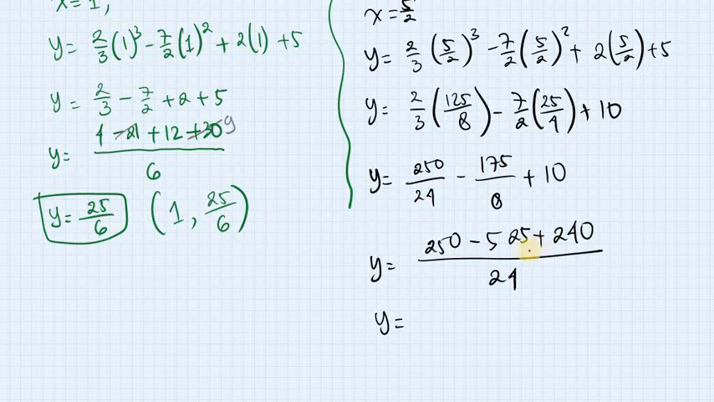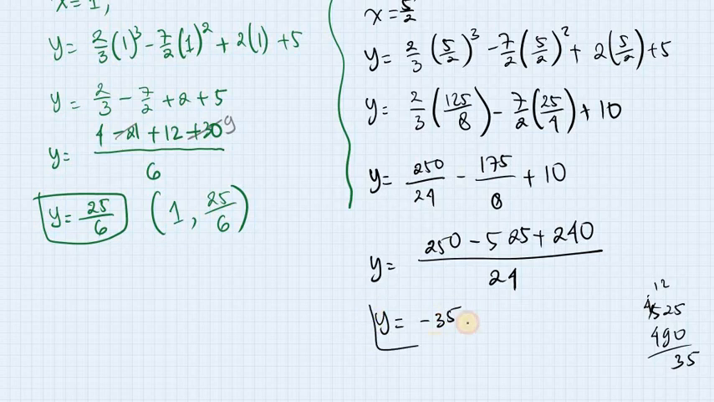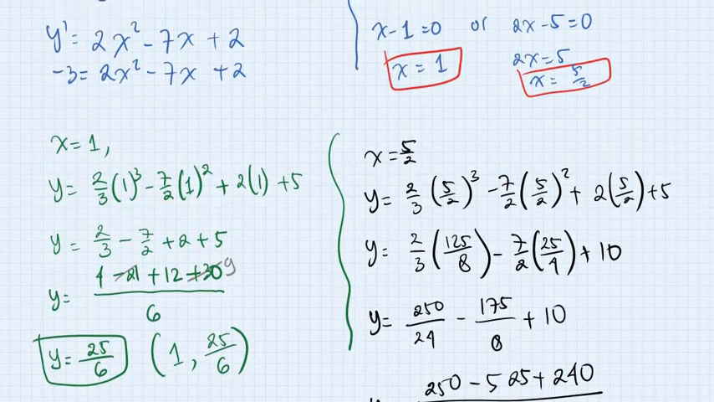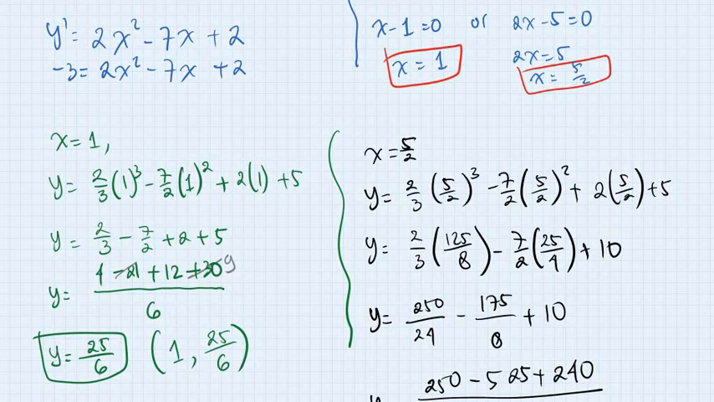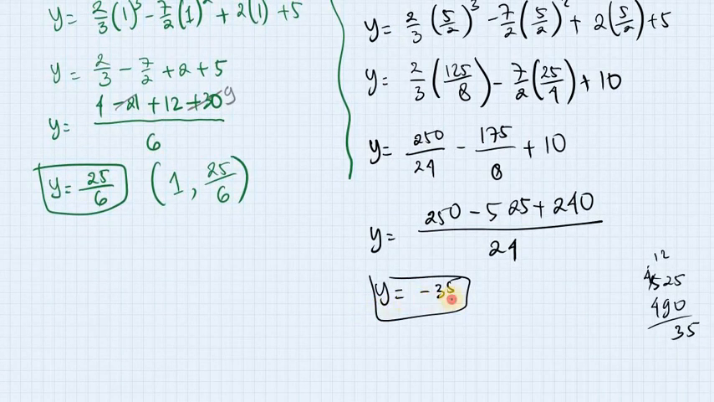So if we calculate it, y equals 250, 245. Okay, let's calculate it manually. 250 plus 240, we have 490. 525 minus 490, this is 35. So we have negative 35. So when x is 5 over 2, y is negative 35 over 24.